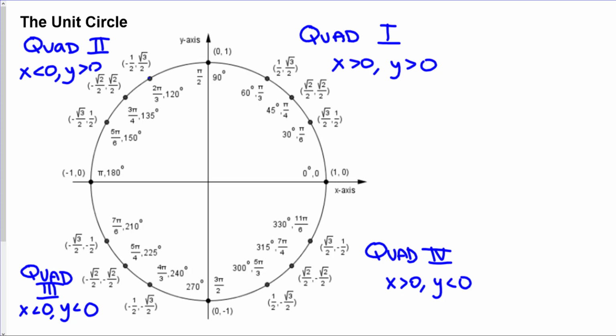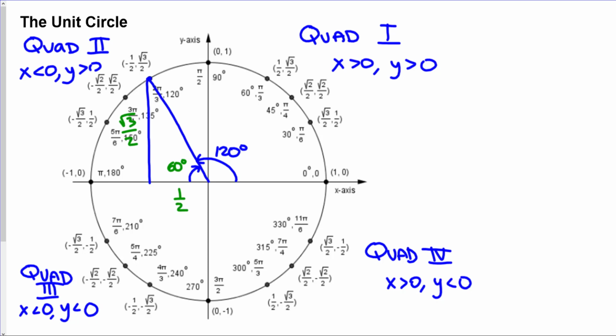So for instance, if we're looking at this particular point, 120 degrees, if we draw a reference triangle, so this is 120 degrees this way, this reference angle right here is going to be 180 minus 120, which is 60 degrees. So then in a 30, 60, 90 triangle, opposite the 60 degree angle is root 3 over 2. Opposite the 30 degree angle is 1/2.